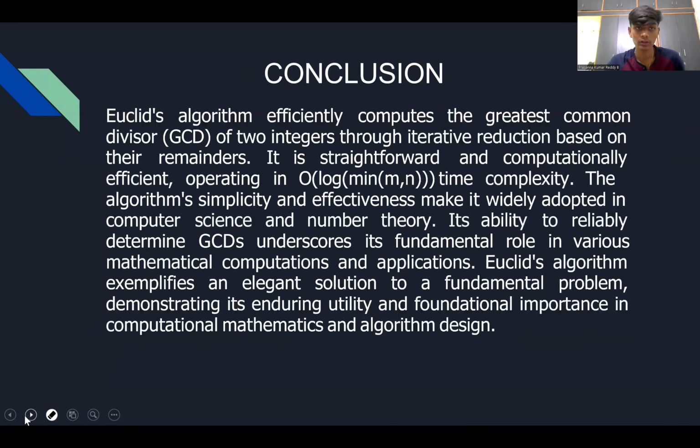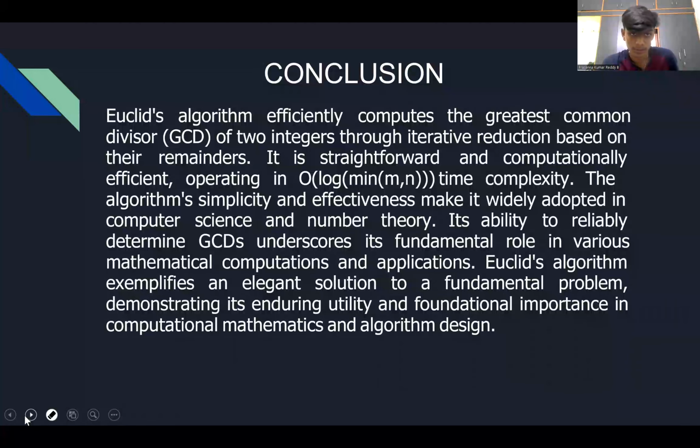And finally, we'll come to the conclusion. Euclid's algorithm efficiently computes the greatest common divisor of two integers, as I said, through iterative reduction based on their remainders. From the remainder, we convert it to m and n, and we perform further division operations, and the final remainder is considered the GCD. It is straightforward and computationally efficient, operating in O(log(min(m, n))) time complexity.